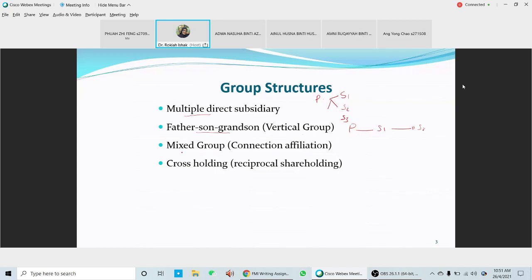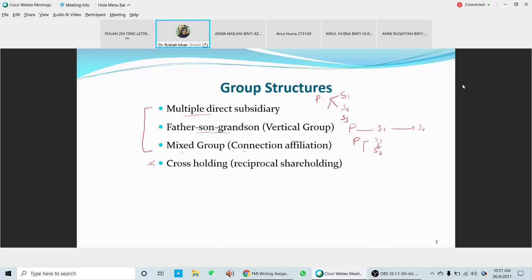Okay, and then the mixed group. The mixed group is a connection affiliation here. The parent has subsidiary 1 and subsidiary 2, and the parent's subsidiary 1 also has control over subsidiary 2. This one is more complex, a connection affiliation. And then the last one is cross-holding. Cross-holding is very complicated. We are not going to focus on this one. This one is more on pyramid shareholdings. Very complicated. So we only focus on these 3: multiple direct subsidiary, father, son, and grandson, and then connection affiliations.